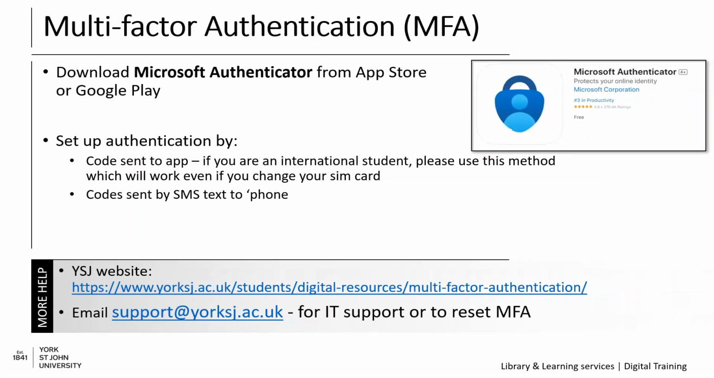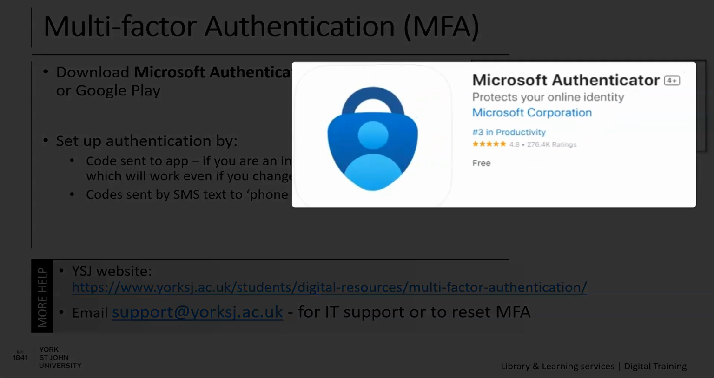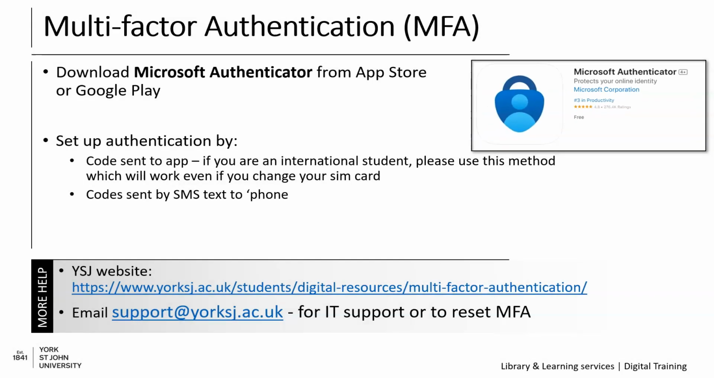If you're not on campus, you'll probably have to use multi-factor authentication. This works by sending either a text message to your phone, or we would suggest you use the Microsoft Authenticator app. You can get that from the Apple Store or from Google Play. Set that up the first time, and then that will work with you even if you change your phone number or SIM card.